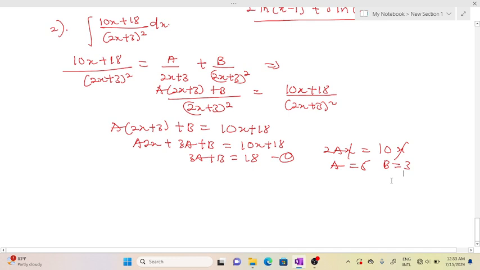So my integral then becomes the decomposed form: a, which is what, 5, over the expression 2x plus 3, plus the expression b, which is 3 over 2x plus 3 all squared. So by integration, you decompose this: you have the integral of 5 over 2x plus 3 dx, plus another expression, the integral of 3 over 2x plus 3 all squared, all dx.